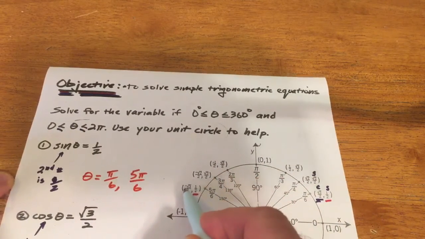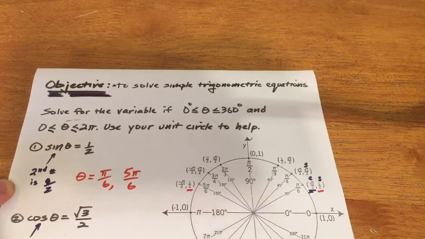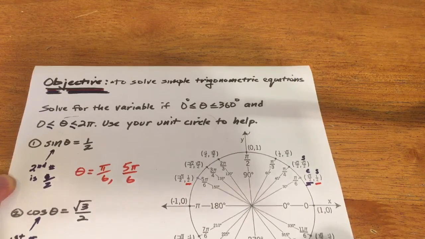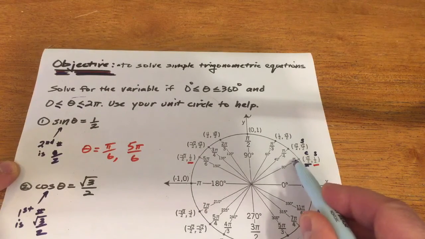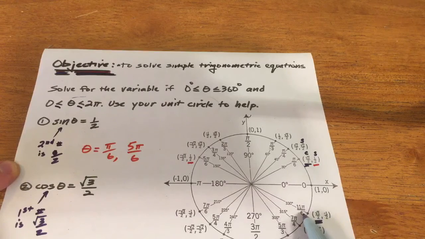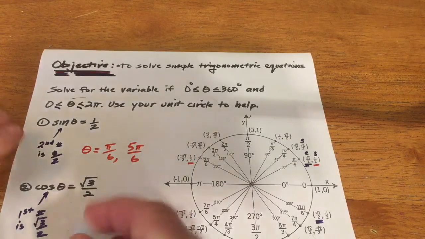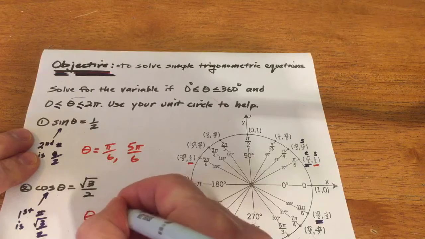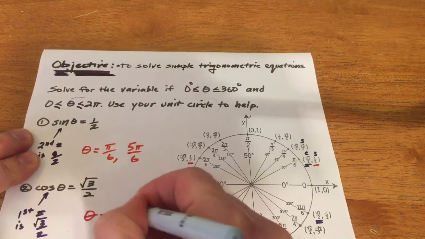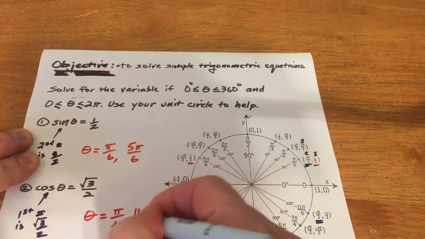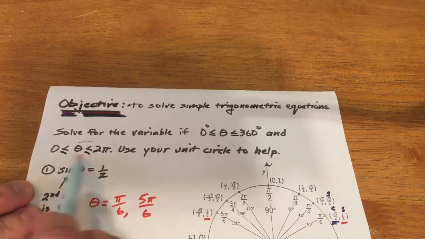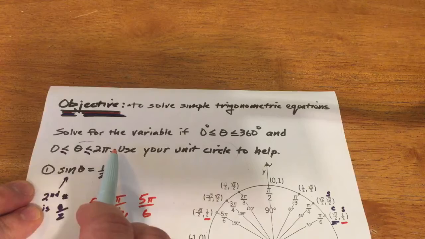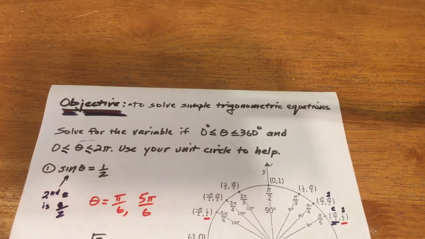Where else is the first number? That's negative, so it doesn't count. That's negative. And then right here, square root of 3 over 2. And so these are the two values, pi over 6 and 11 pi over 6. Let's go ahead and write that down. We can say that theta right here equals pi over 6 and 11 pi over 6. And those would be the only two values between 0 and 2 pi that end up working. Let's go ahead and move on.